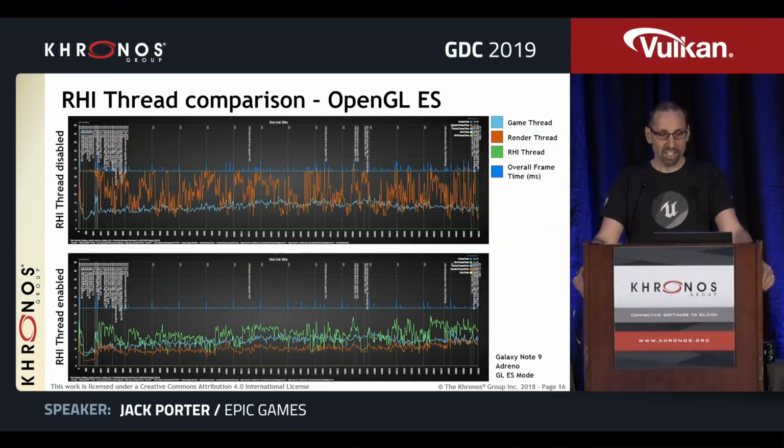So for GLES, the scale on the left is in milliseconds, so the blue line is 33 milliseconds. That's the overall frame time. The orange color is the time spent in the render thread. In the top half, that's the combined visibility, scene graph walking, and API calls. And in the bottom, you can see we've added the extra green thread, which is just issuing the API calls. So that's been a big win for us.